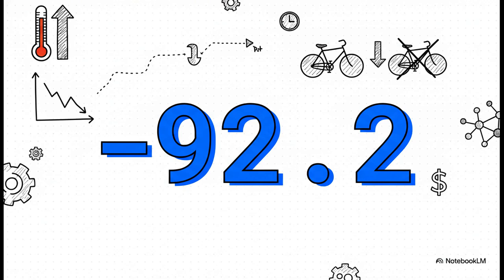Just look at this. By crunching the numbers, this model figured out that for every single 1 degree Celsius increase in DC, bike rentals dropped by more than 92. That's not just a vague trend. That's a specific, actionable number you can build a strategy around.